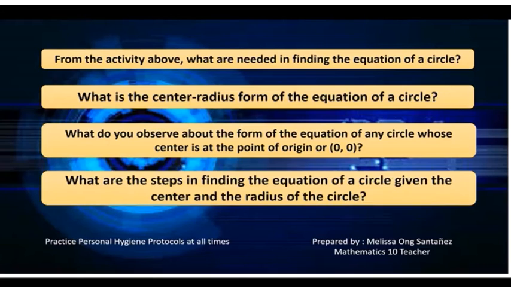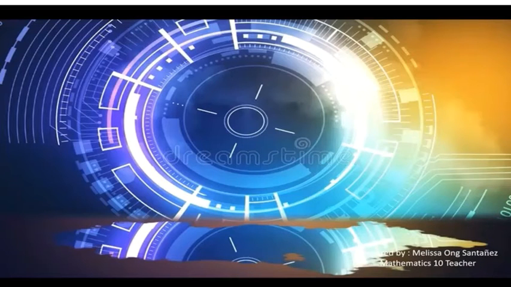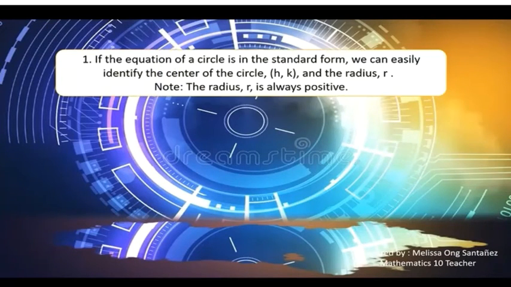The last guide question, what are the steps then in finding the equation of a circle given the center and the radius of the circle? I have itemized it here so you will be able to follow, because it actually depends on the given. If the equation of a circle is already in standard form, then you can easily identify the center of the circle, which is h, k, and your radius is r. And please take note that radius r is always positive.